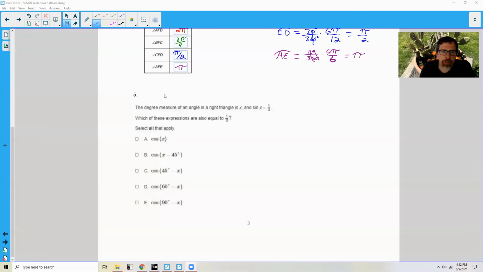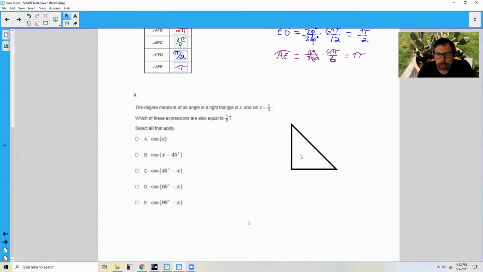Okay, number 5 says the degree measure of an angle in a right triangle is x, and the sine of x is 1/3. Which of these expressions are also equal to 1/3? Select all that apply. All right, so the first thing I want to do is I want to draw a triangle. So let me bring one in.